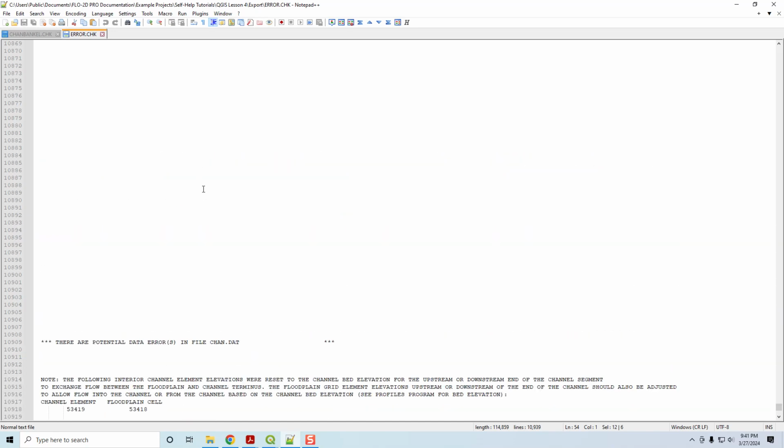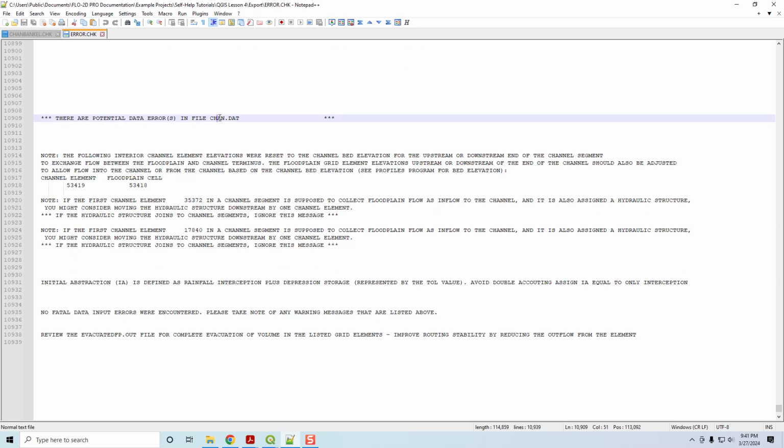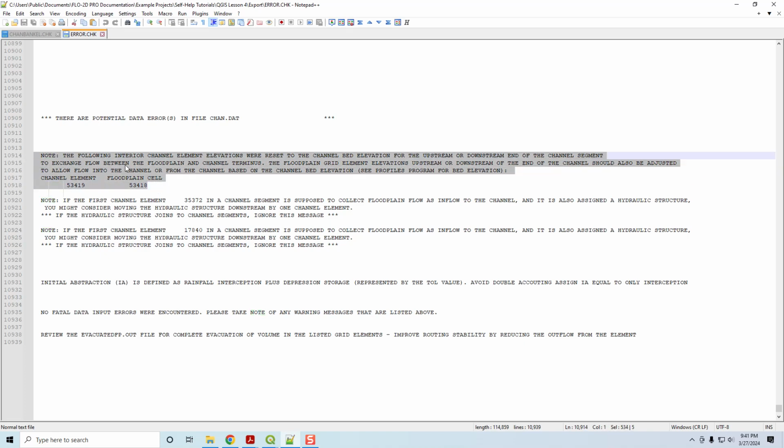Okay, then it says potential errors in chan.dat, and this is just notes. Note, it says the following interior channel element elevations were reset to the channel bed elevation, and this is for the ends of the channel. And this doesn't really matter because we're not doing any termination of flow on the channel anywhere. Our upstream and downstream channels are connected to an inflow node and an outflow node respectively, and our other channel connections are all set up by a hydraulic structure. So even though this happened, it doesn't matter because there's no termination on the floodplain for any of our channels.